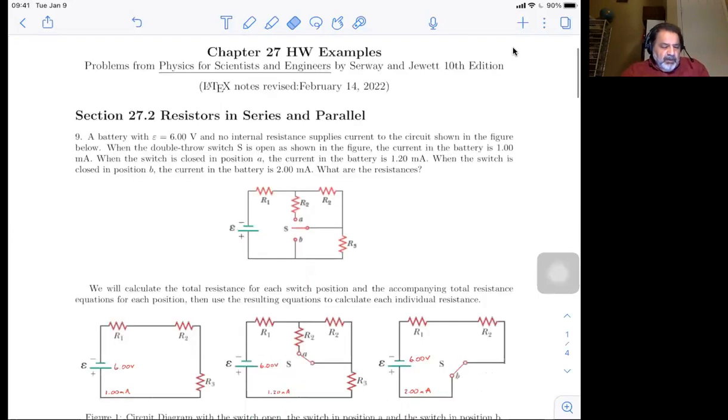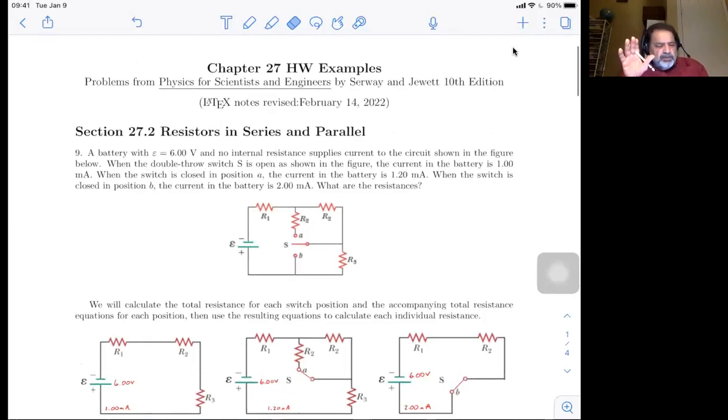So I skip any problems from 27.1. Just be aware that there is internal resistance in a power supply and in a battery. Most of the time we neglect it, but we don't concern ourselves with it. It's pretty small compared to the values that we're working with.